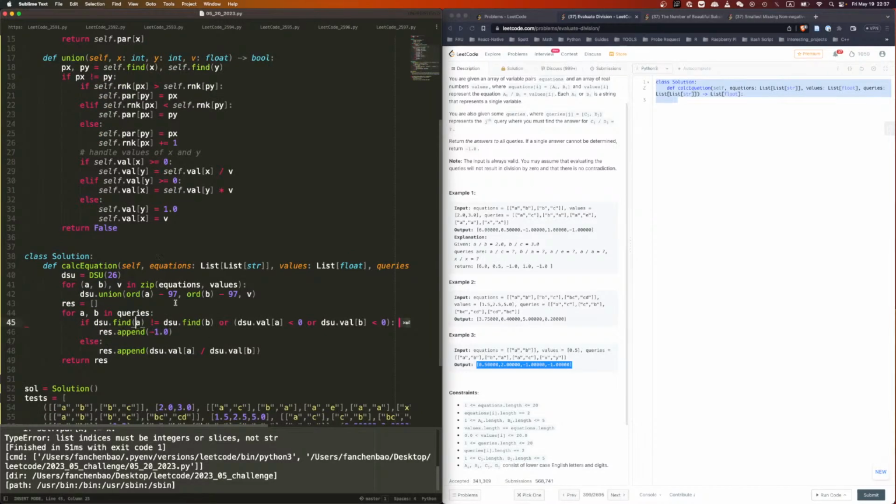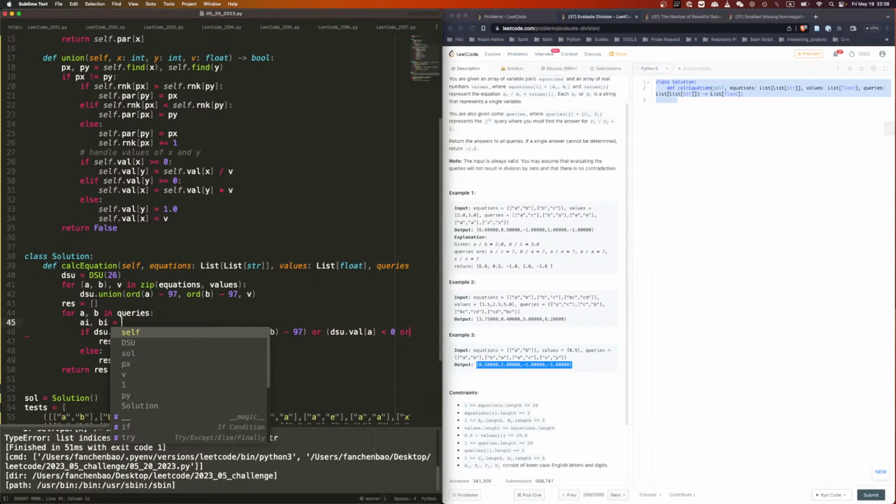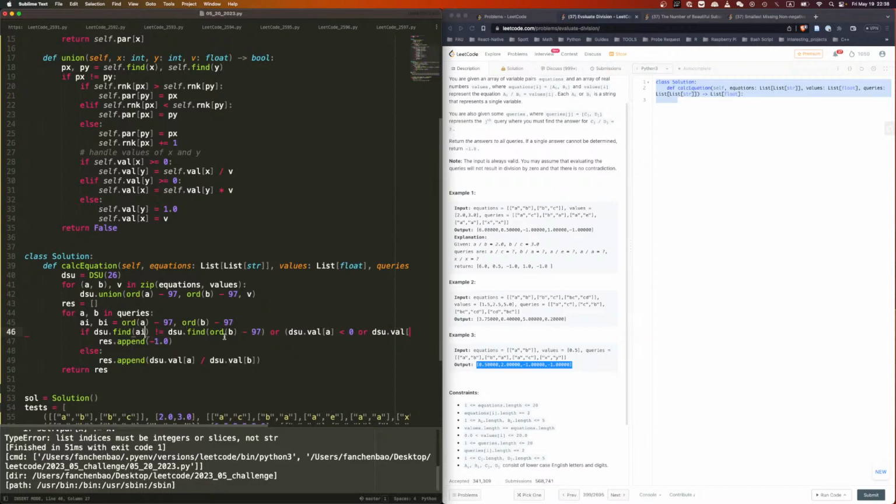Oh, dude, ord A minus 97, ord B minus 97. AI, BI equals ord A minus 97, ord B minus 97. And then this is going to be AI, this is going to be BI. And this is going to be AI, this is going to be BI.